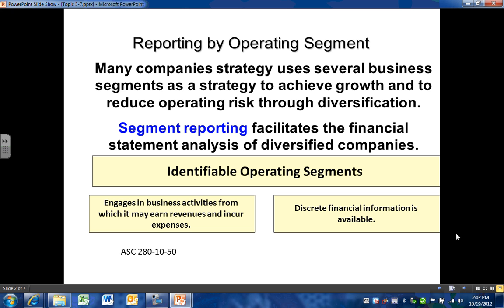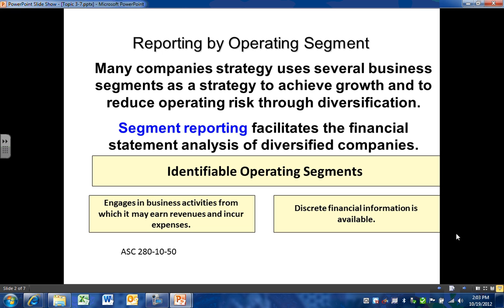Remember when we talked about the principles of accounting? We said there was only one economic entity. There was only going to be one set of financial statements, regardless of how many subsidiaries a company operated. Well, because of that, the users may not have all the information they need, so GAAP has certain requirements. These are spelled out in topic 280.1050, and the first thing we would need to do is to be able to identify operating segments.